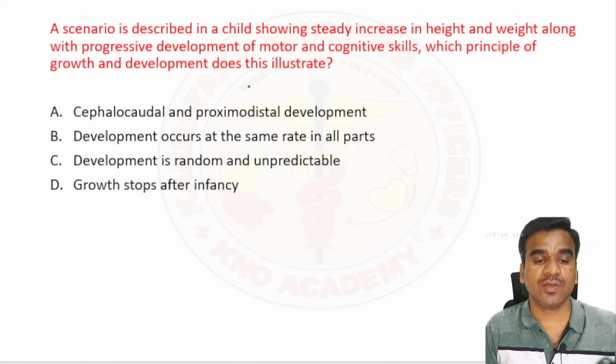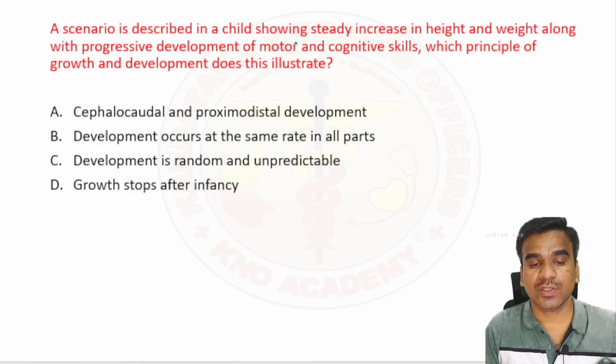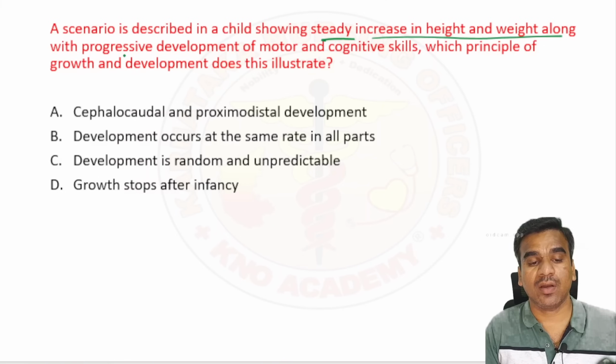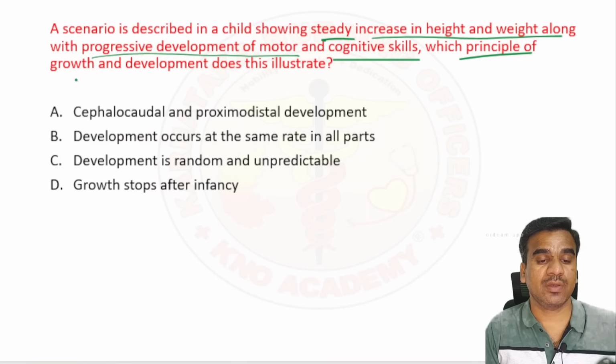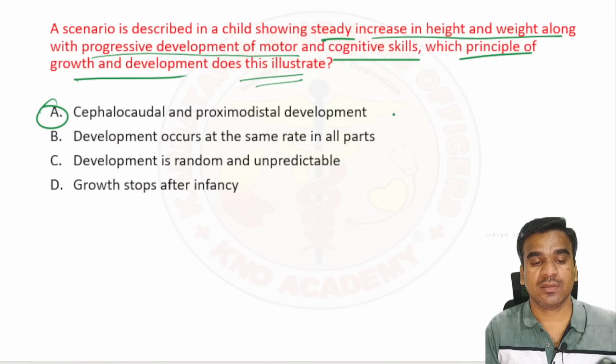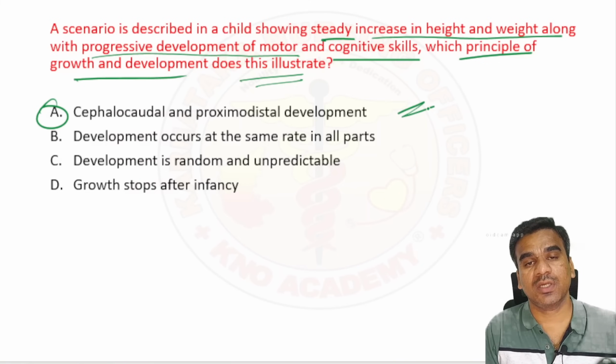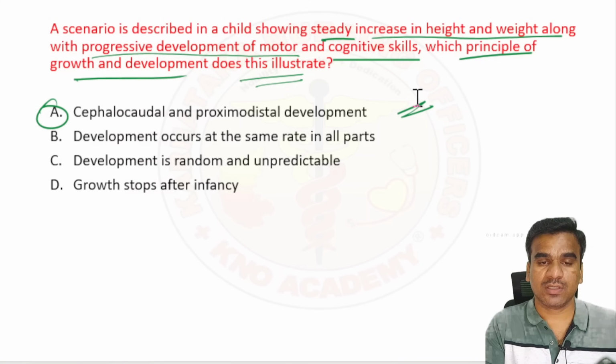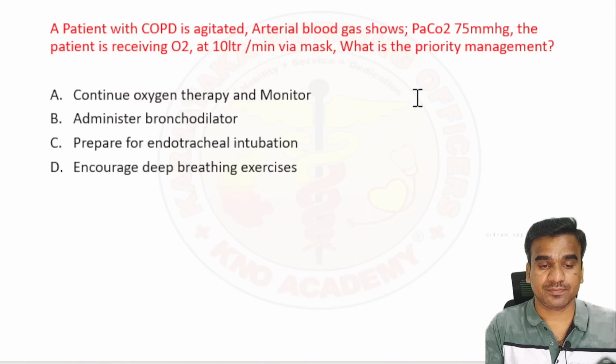Next question, a scenario described a child showing steady increase in height and weight along with the progressive development of motor and cognitive skills. Okay, which principle of growth and development does this illustrate? So the right answer is cephalocaudal and proximodistal development. Okay, so this class is also available in the KNO Academy app.